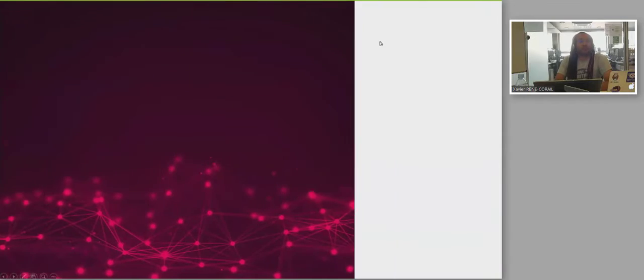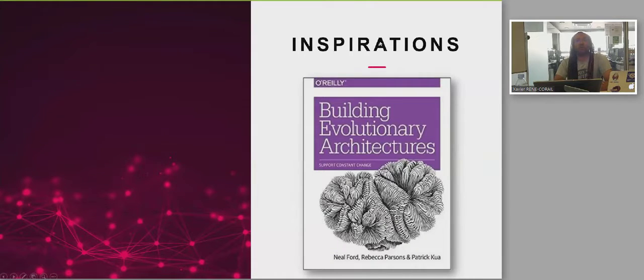So first, one of the inspirations is this book, Building Evolutionary Architectures. Actually, this book was released just after we finished writing this presentation. However, we adapted the terms, the terminology, the vocabulary to this book because we think that Neil Ford will certainly have more readers, more audience than us.